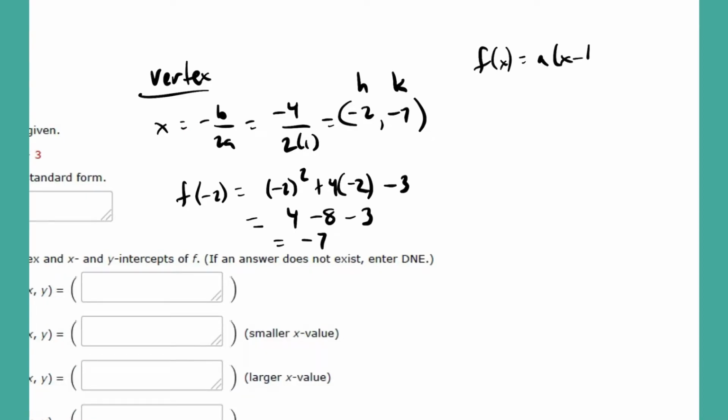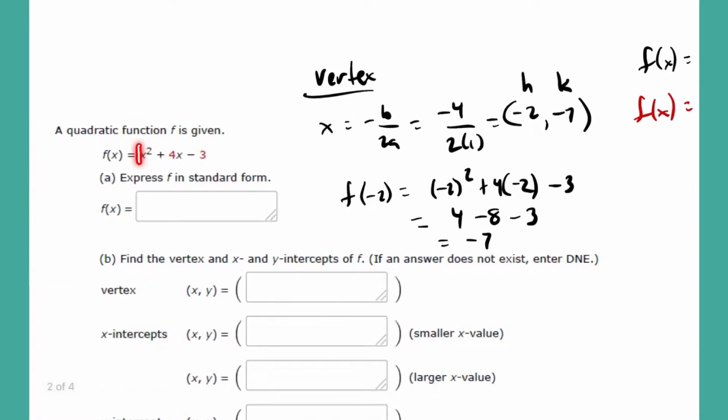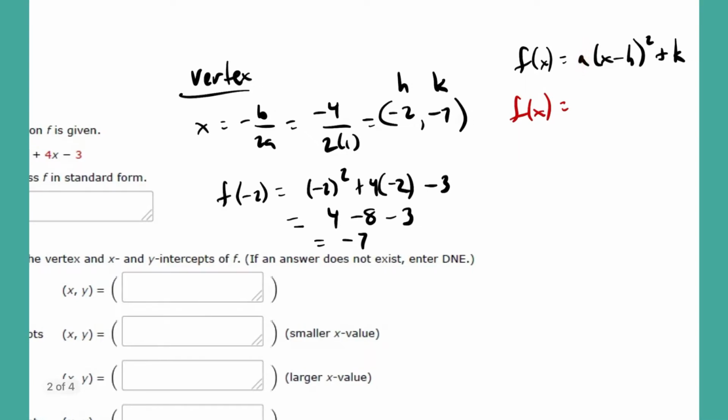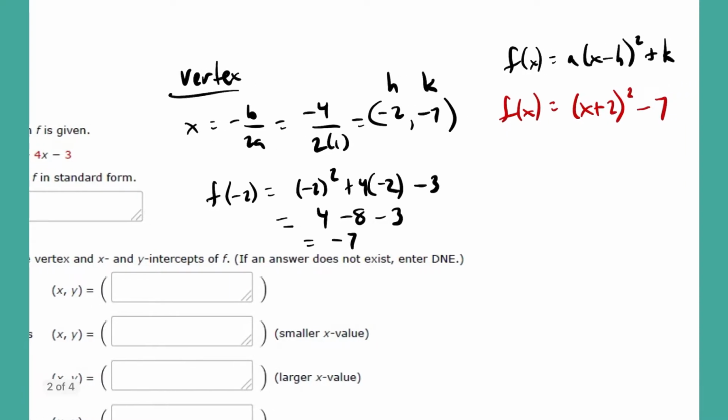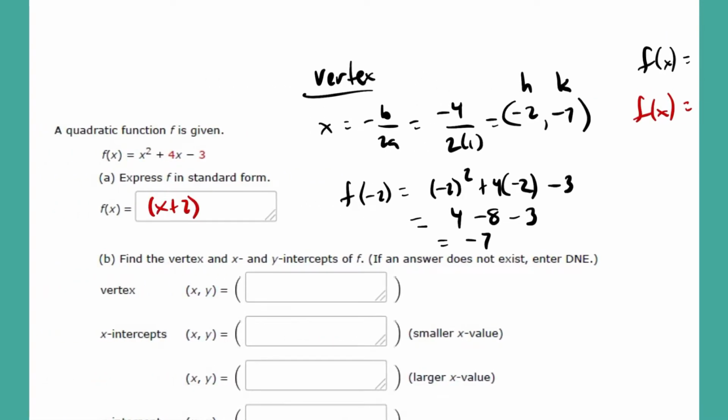Going back to that form that I had written, we can now plug that in. It turns out that a is the same as this a, which happens to be 1. So that's just going to be 1 times x minus h. Well, h is negative 2, so minus a negative 2, that's a double negative, which becomes plus 2. And k is negative 7. So that would be our answer: x plus 2 squared minus 7.